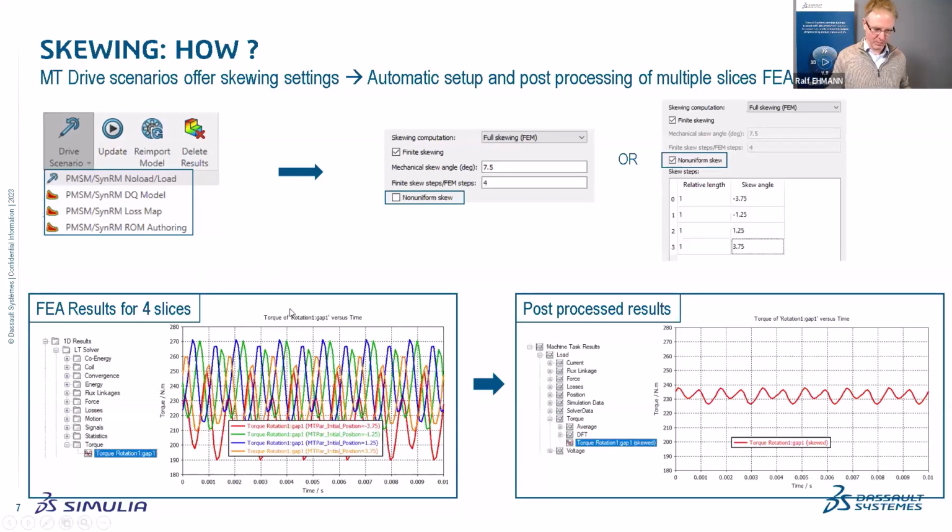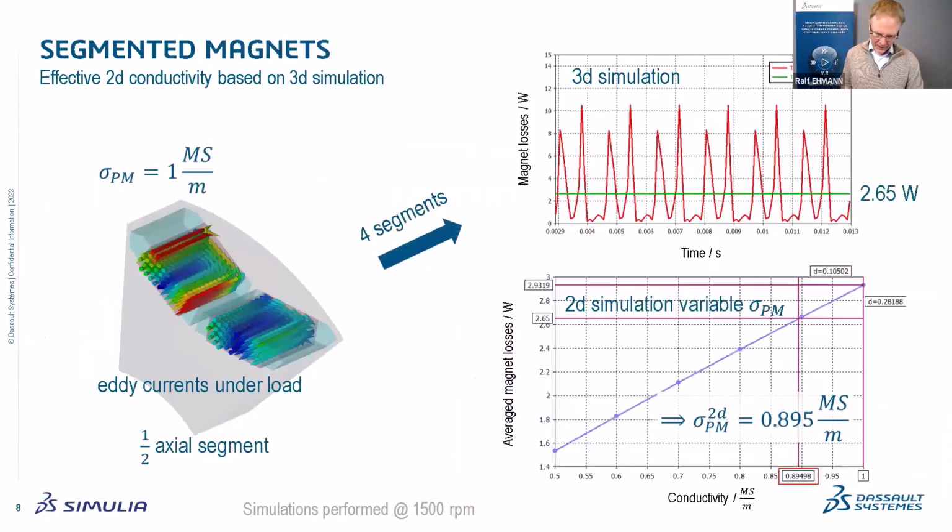So this is what the machine task sets up. You have here your 4 different torques, and the average sum of these, so average means averaged by the relative length, gives you the torque of the skewed machine, which you then find directly under machine task results. So this post-processing is done automatically by the machine task. Okay, this was the first effect.